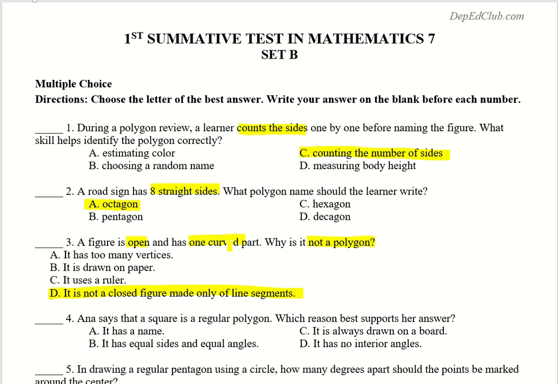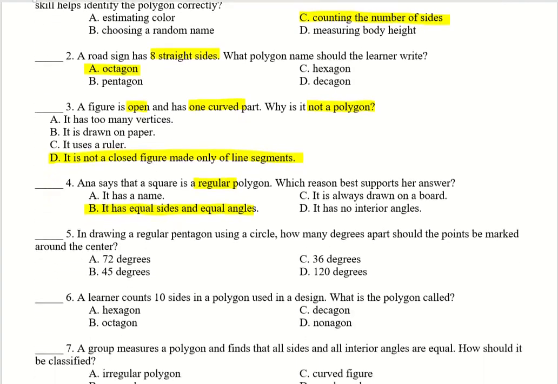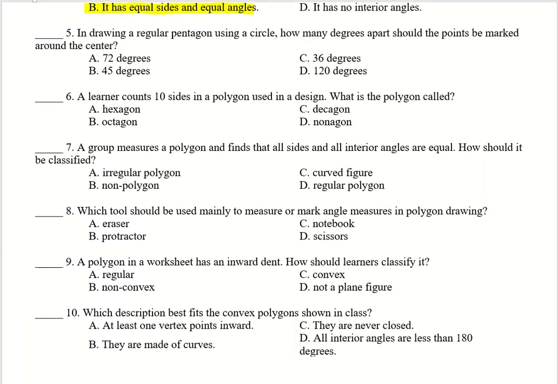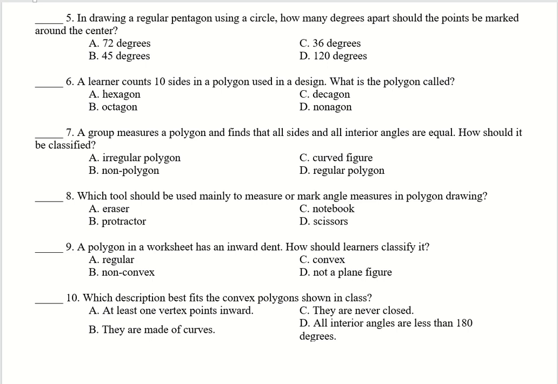Anna says that a square is a regular polygon. Which reason best supports her answer? For number 4, we'll have letter B. It has equal sides and equal angles. Regular polygon, equal sides, equal angles. Number 5, in drawing a regular pentagon using a circle, how many degrees apart should the points be marked around the center? We'll have 360, pentagon, it's 5. So we'll have here 72 degrees.